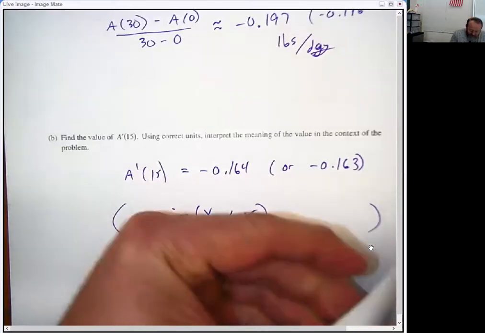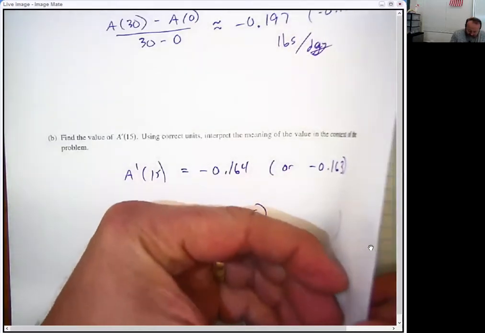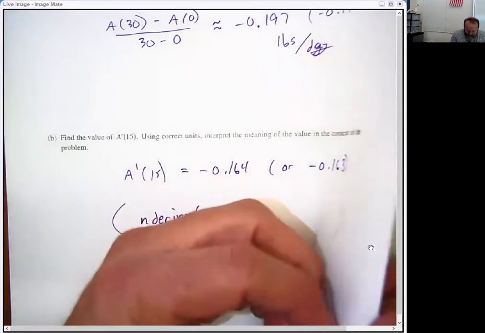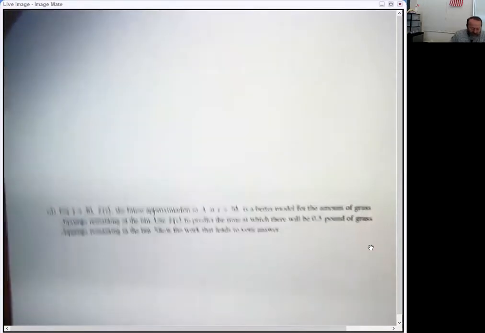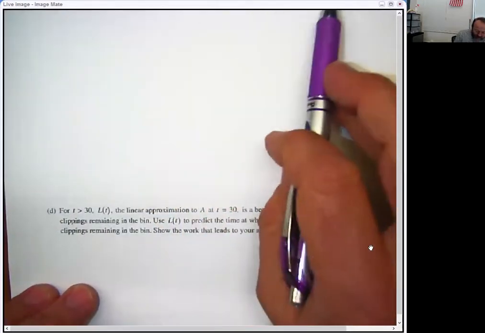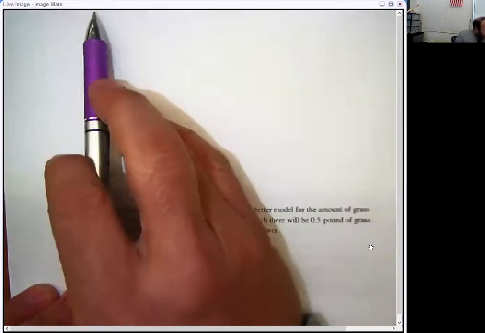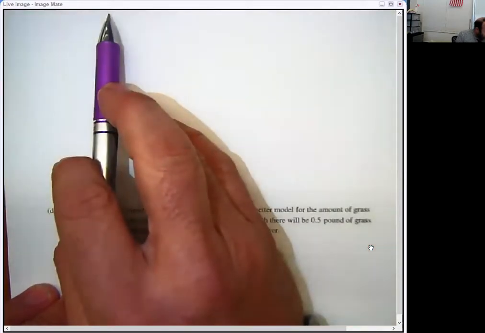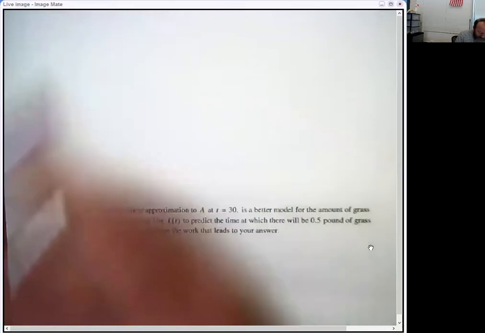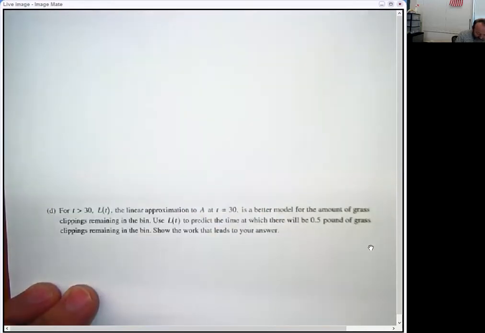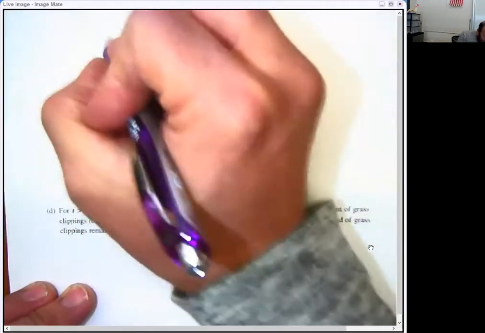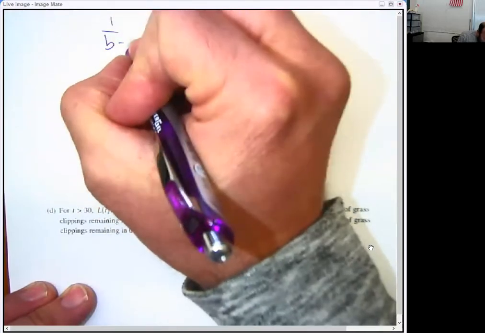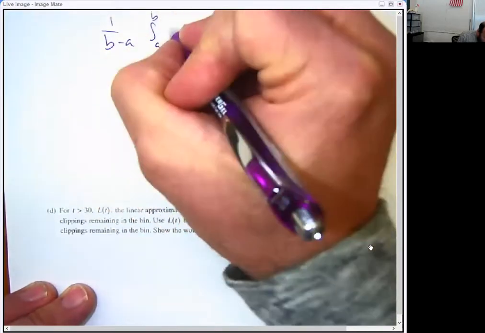They go on in part C to ask, find the time at which the amount of the grass in the grass clippings is equal to the average amount of clippings. So the first thing that we would want to do is go ahead and find that value. So what we're going to do is the average value is 1 over b minus a, integral from a to b of f of x dx.